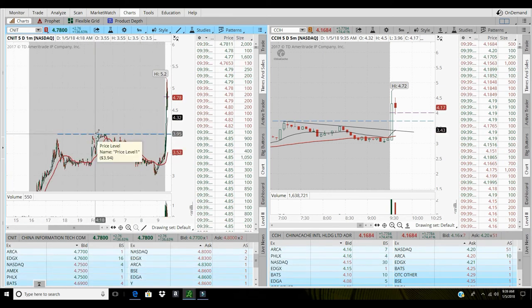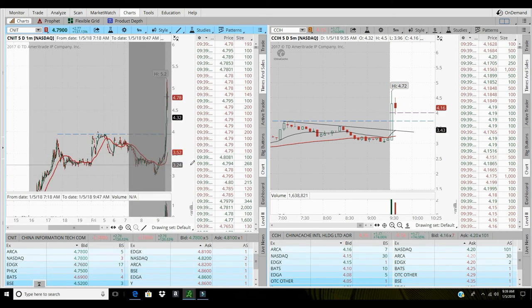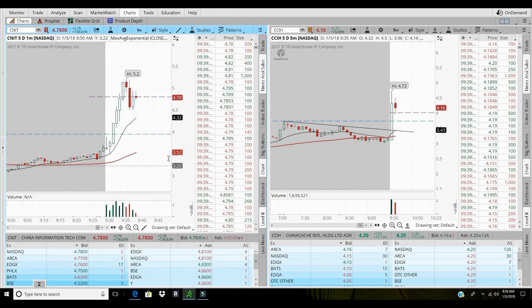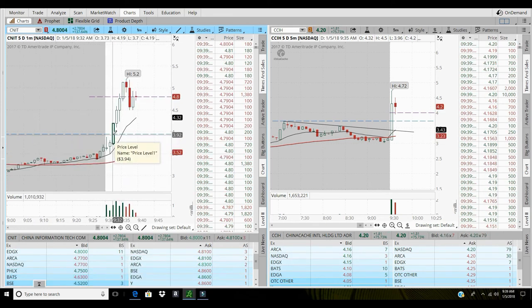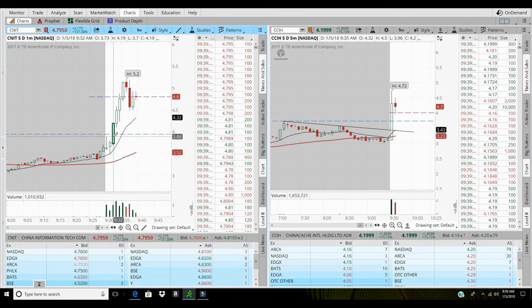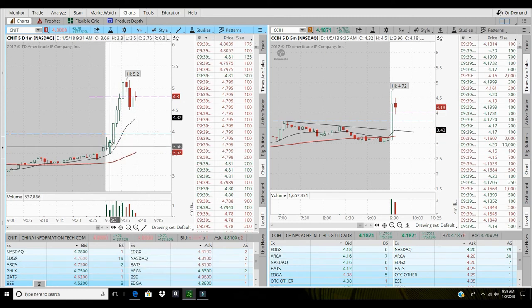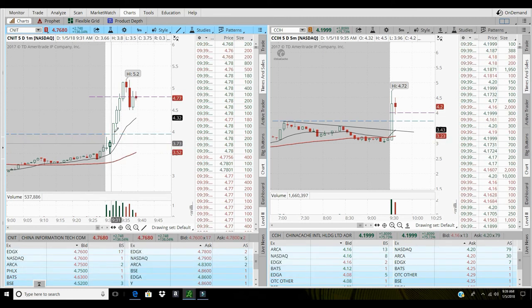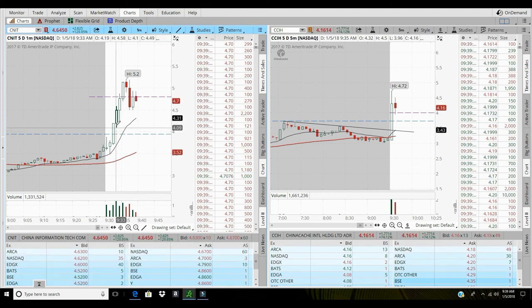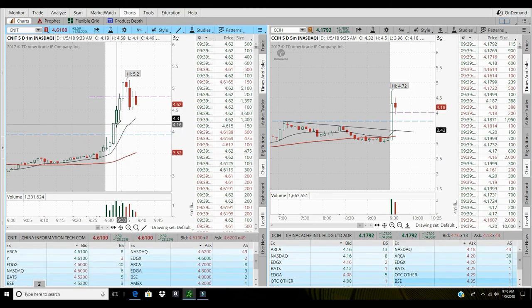Same thing on CNIT. Got pre-market high right here, 3.93. What I got in at, 4.19. I got in at 4.19.